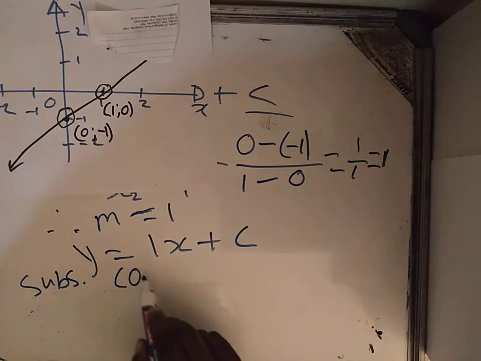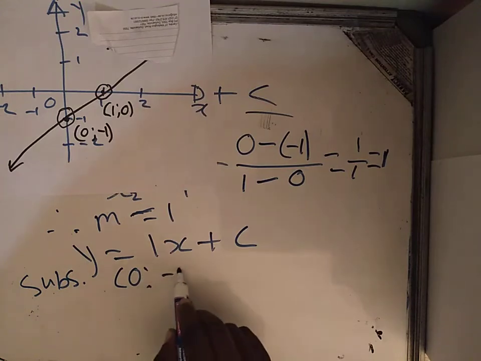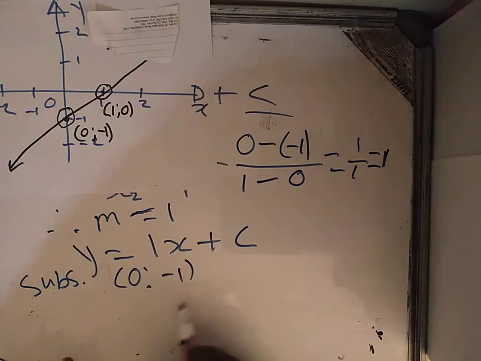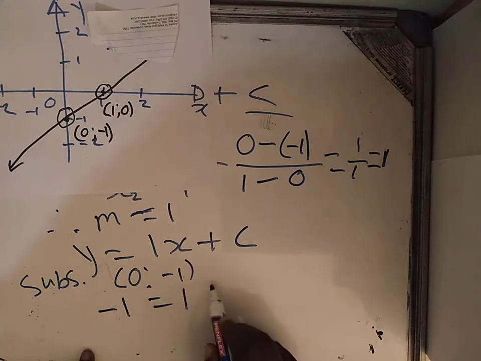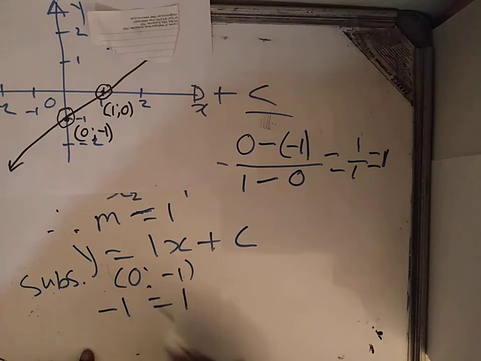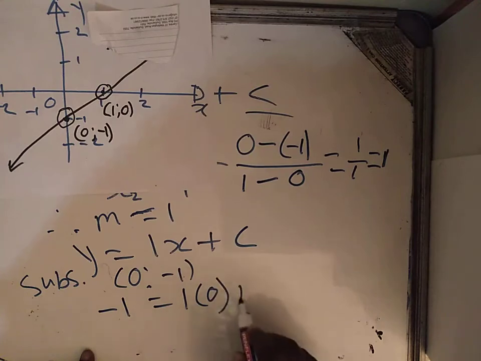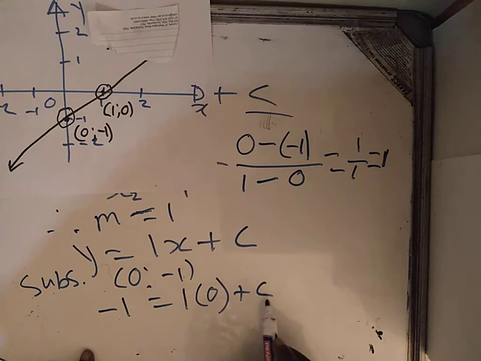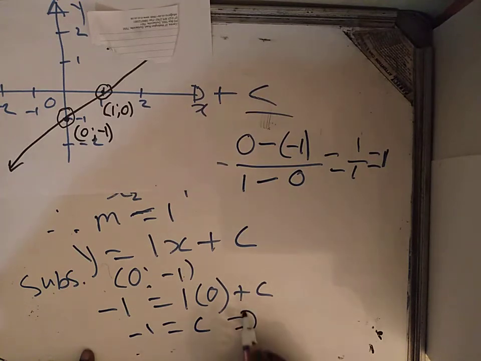So we will substitute the point where x is 0 and y is minus 1. So how are we going to do it? In place of y, we're going to put minus 1. So we're going to say minus 1 is equal to 1, and then in the place of x, what do we put? We put 0, and then plus c. And then 1 times 0 is 0. 0 plus c is c. We're going to end up with c here and then minus 1. So what does it mean? This means that c is equal to minus 1.